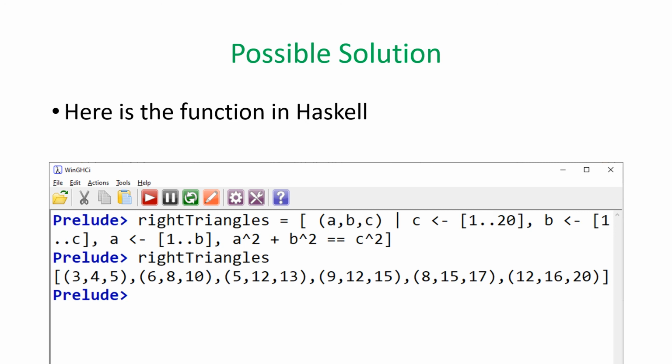And you'll notice that some of them are multiples. In other words, the 3, 4, 5 triangle, multiply that by 2, you get the 6, 8, 10. Multiply by 3, you get the 9, 12, 15. Multiply it by 4, you get the others. But there are two other tuples, the 5, 12, 13, and 8, 15, 17, that are unique.